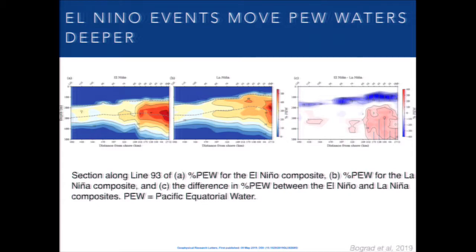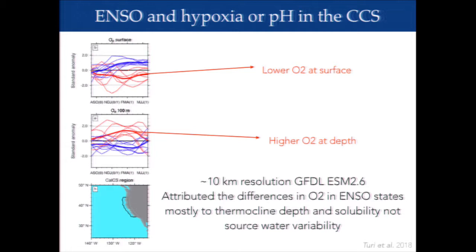So the isopycnals of importance for the water that upwells are deeper, the thermocline is deeper as well. And then, the Pacific equatorial water is not as well pronounced, but that water is shallower. And so the depth of those may influence what you end up seeing on the shelf, right?